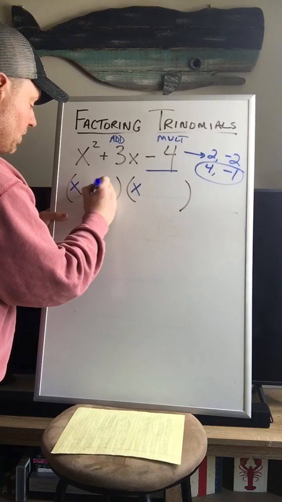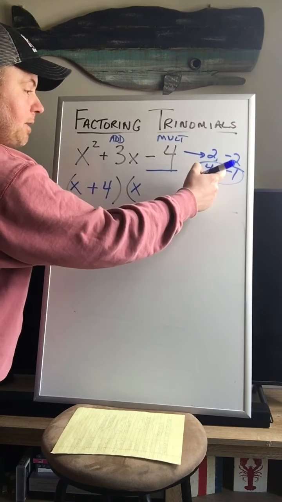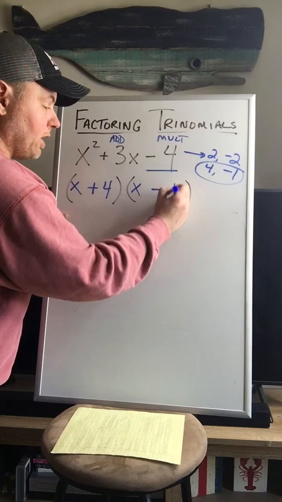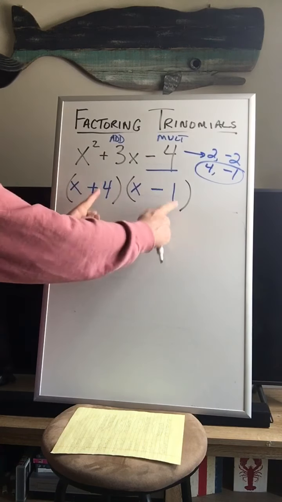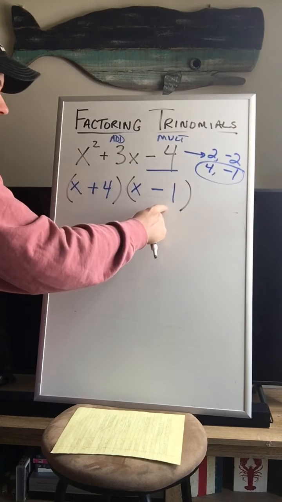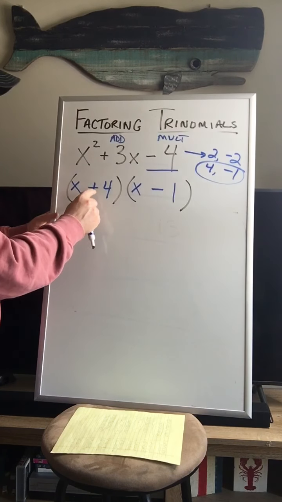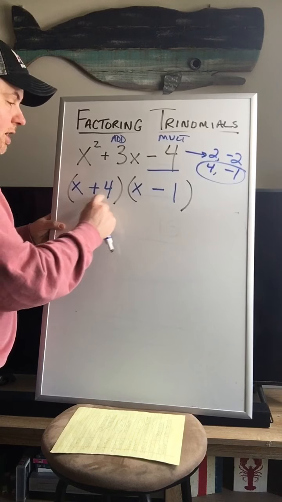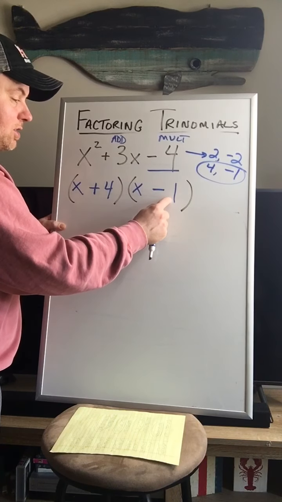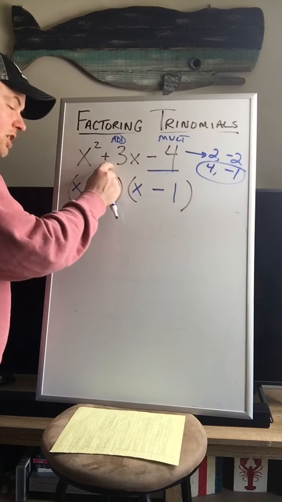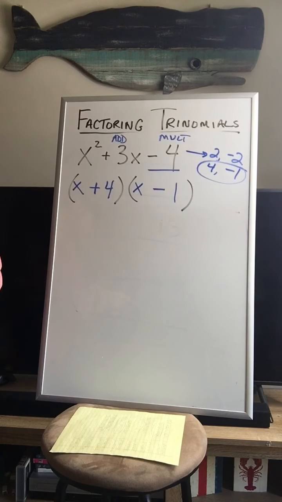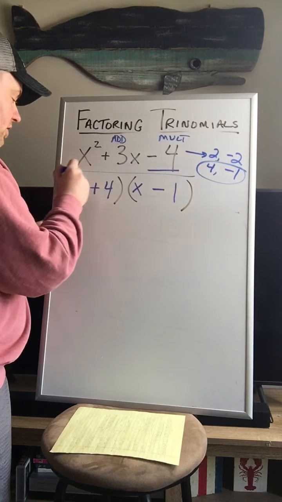+4, so I put a +4 in one of them, and a -1, so I put a -1 in one of them. It does not matter if you put the +4 here and the -1 there. It does matter that the 4 has to be the one that is plus, and the 1 has to be the one that is minus, because they have to add up to +3, not -3. So this is our answer right here.